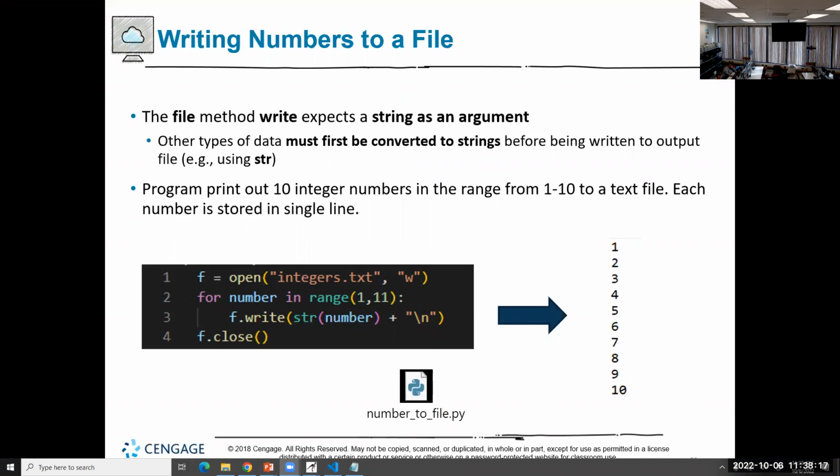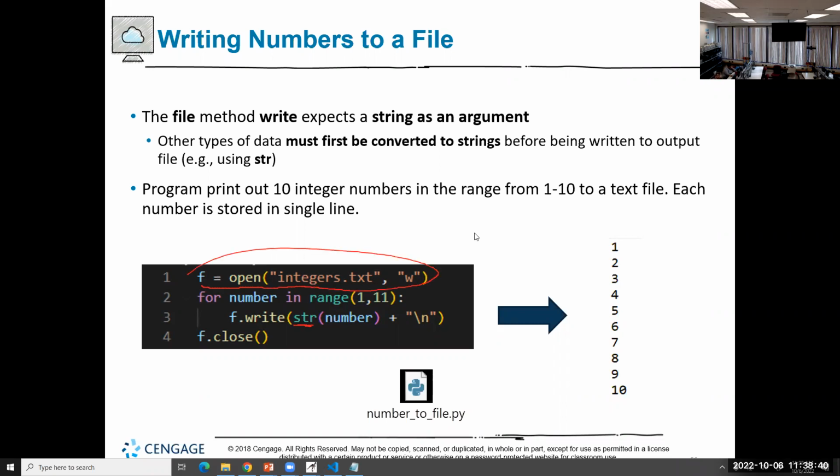The process is the same, but the only thing you have to remember is that if you want to write the number into the file, you have to convert it into the string format, and you have to use the string method here to convert it. So for this one here, I just create the new file, integer.txt.